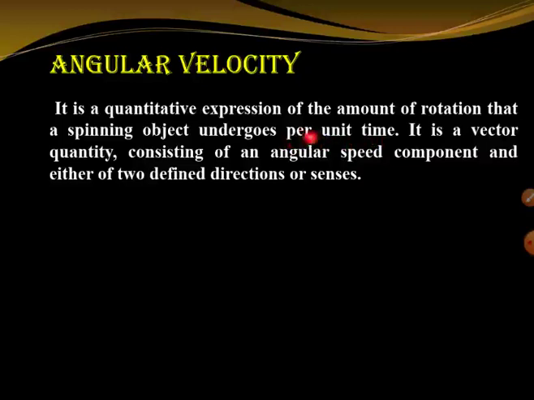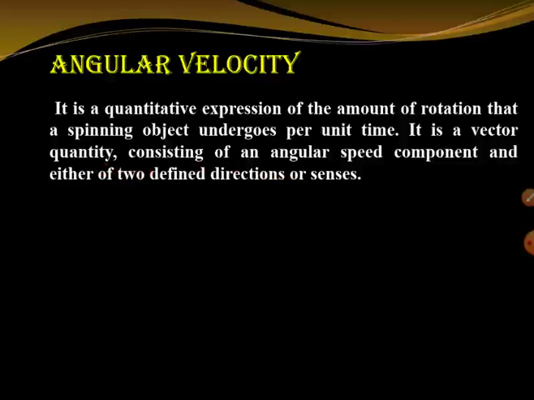rate of change of angular displacement, we call that angular velocity. When we say rate, the denominator should be time, so the amount of rotation of a spinning object per unit time, we call angular velocity. Now it is a vector quantity consisting of an angular speed component and either of the two defined directions or senses. That means it will have the magnitude as well as the direction, because it is a vector quantity.